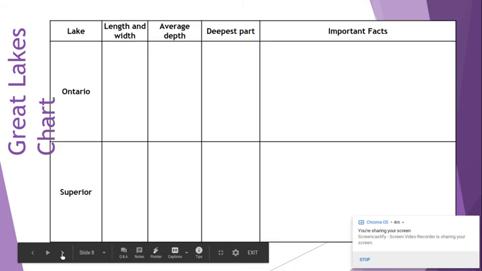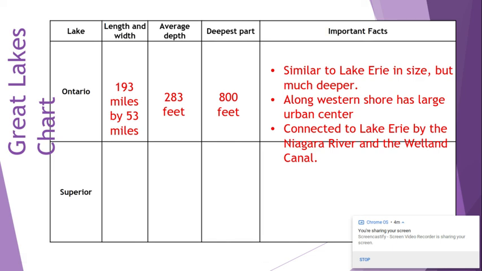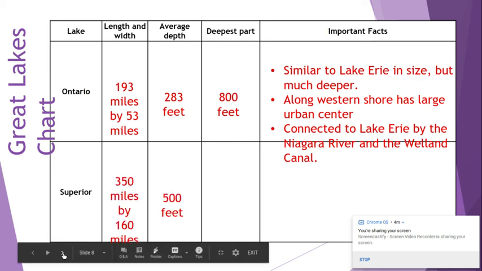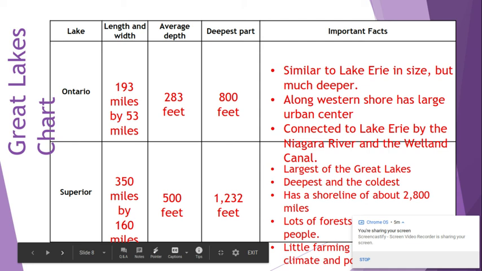Okay, let's take another look. Ontario, 800 feet is its deepest part. It's similar in size to Lake Erie, but it's much deeper. And you look at the Niagara River connected to it, and then there's Superior. Look at the deepest part of Superior, 1,232 feet. So it's the deepest and largest of the Great Lakes. It's also the coldest. Those are the 5 Great Lakes.